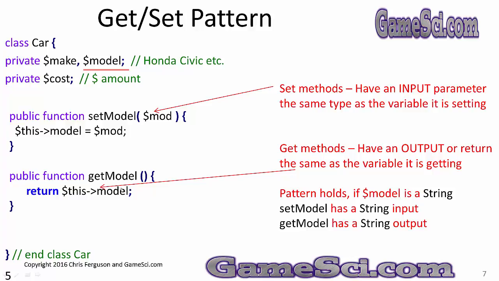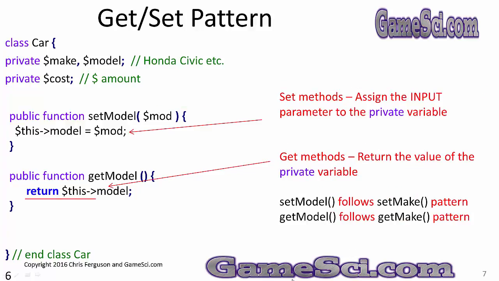If $model is a string, setModel has a string input. getModel has a string output. Set methods assign an input parameter to the private variable. Get methods return the value of the private variable. Notice how setModel follows the same pattern that setMake did. Notice how getModel follows the same pattern that getMake did.